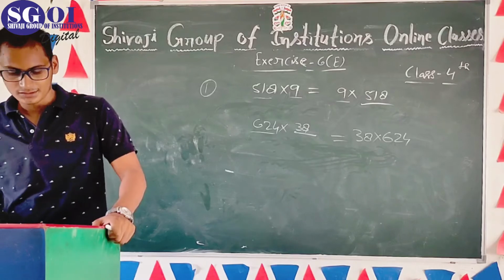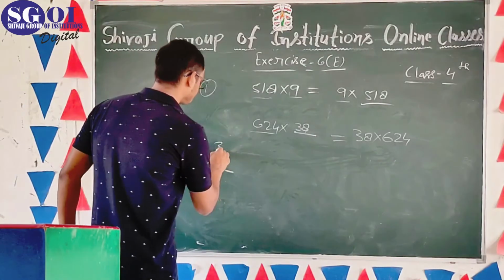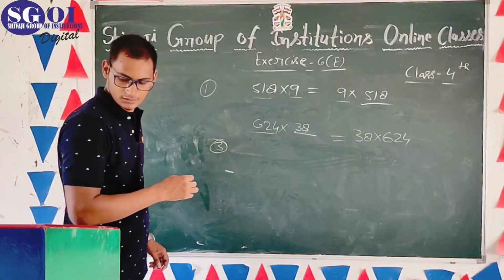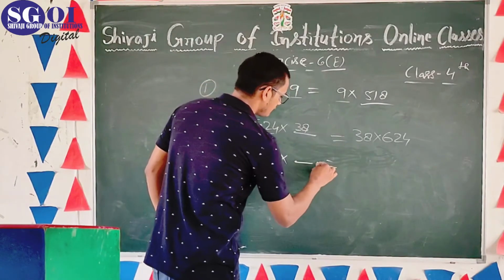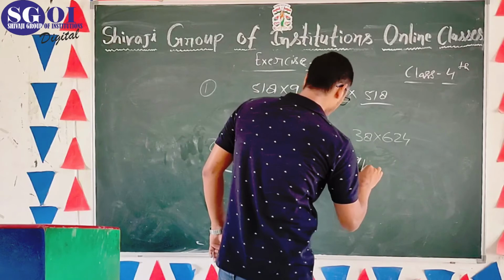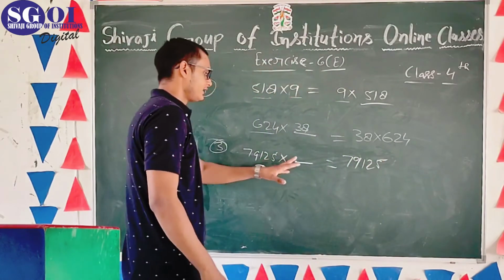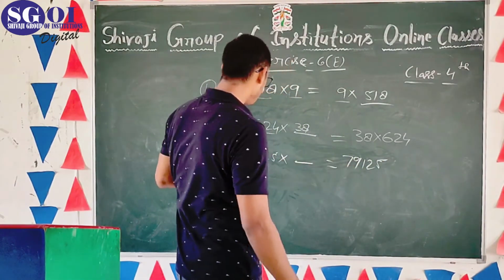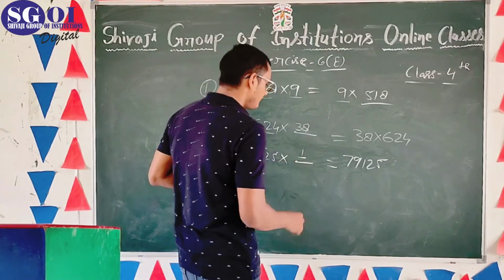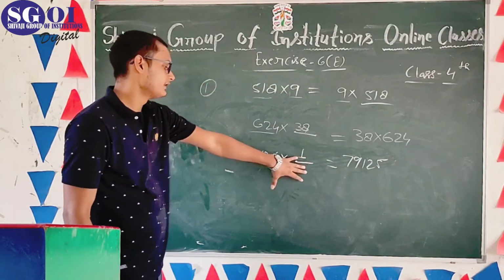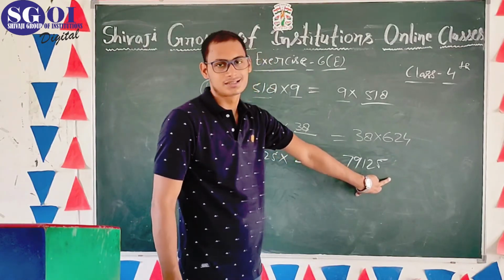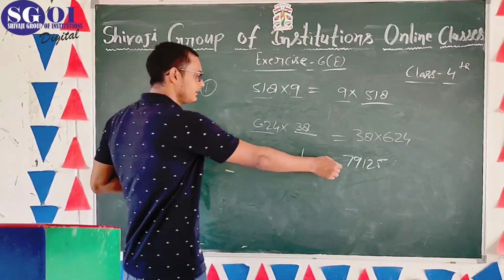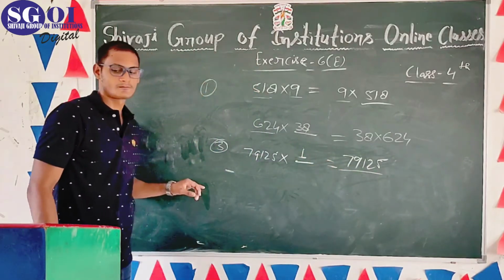Next one is question number 3. 79125 multiplied by blank is equal to 79125. Here the product is the number itself. So if you multiply any number by 1, then the product is the number itself. Okay, then we get the number itself.